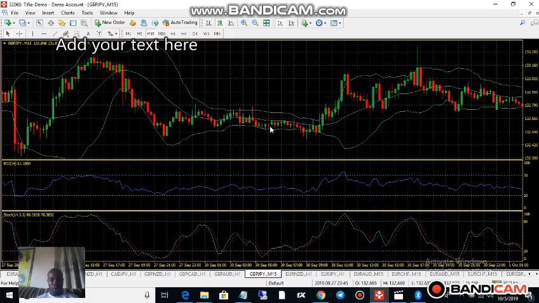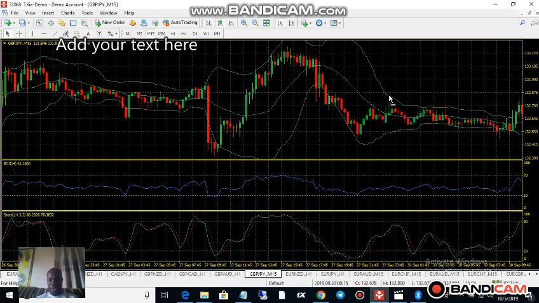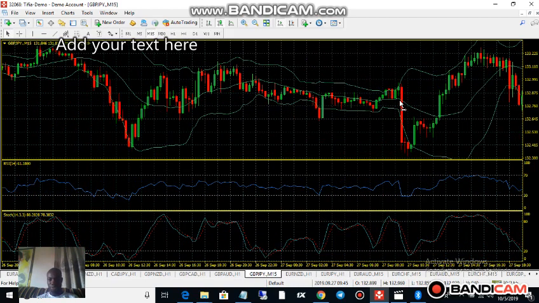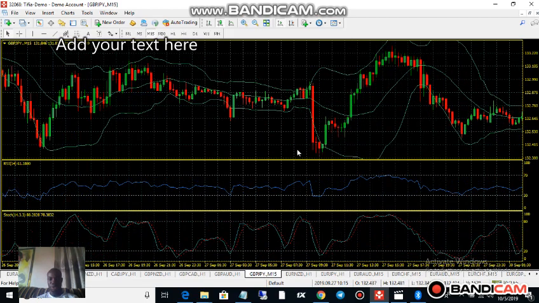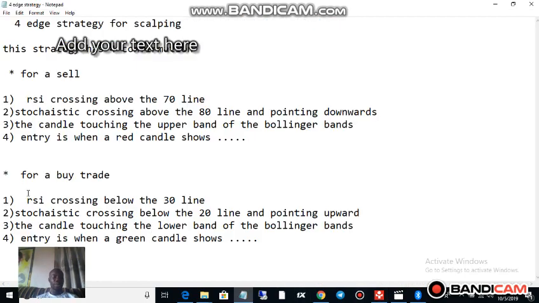So let's look for a buy confirmation. Okay, good, I got one. Now for a buy, I told you, the RSI must be crossing below the 30 line. The stochastic must be crossing below the 20 line and pointing upward. The candle must be touching the lower band of the Bollinger Band, and our entry is the green candle.